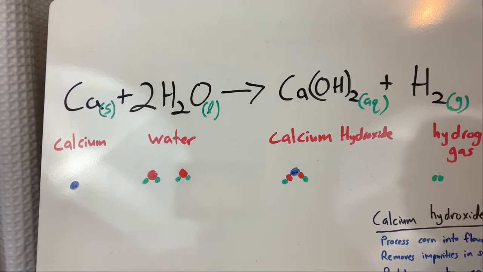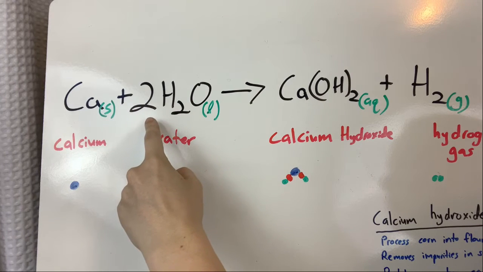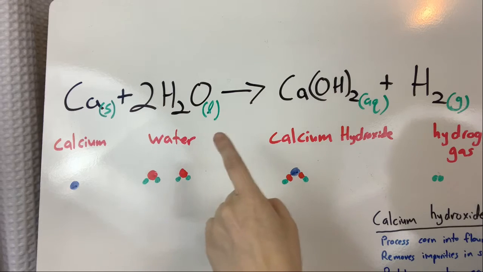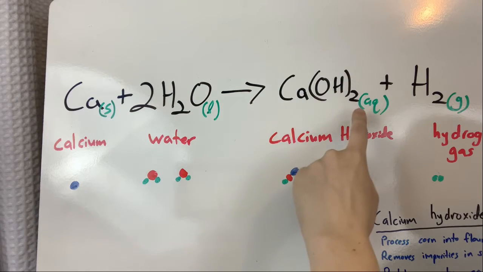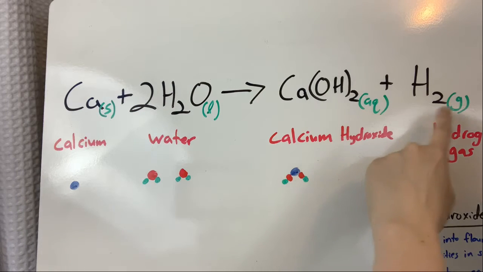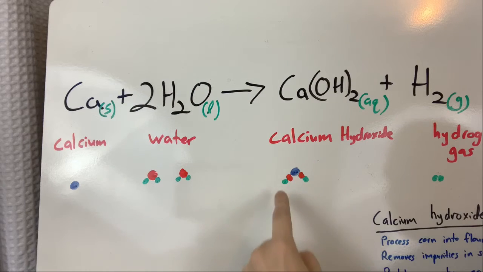Here we have the equation for this reaction. Calcium, which is a solid, plus 2 molecules of water, which is a liquid, we use the cursive L so you can tell what it is, makes calcium hydroxide, and we put AQ because it's in an aqueous solution or in water, and hydrogen gas. So calcium plus 2 waters makes 1 calcium hydroxide and 1 hydrogen gas.